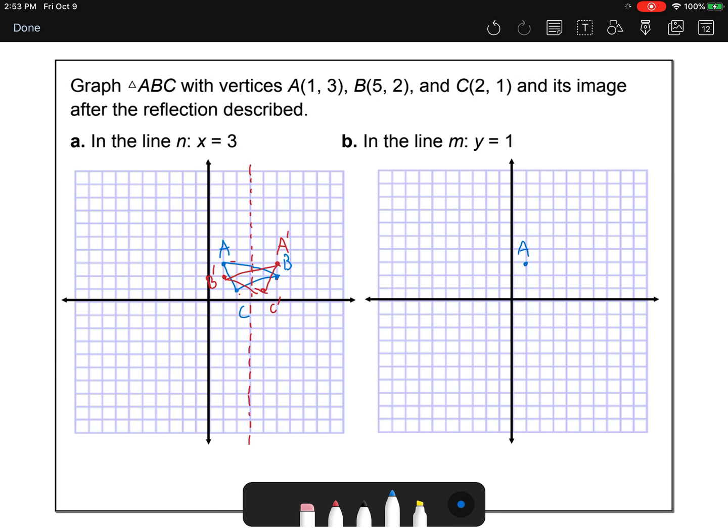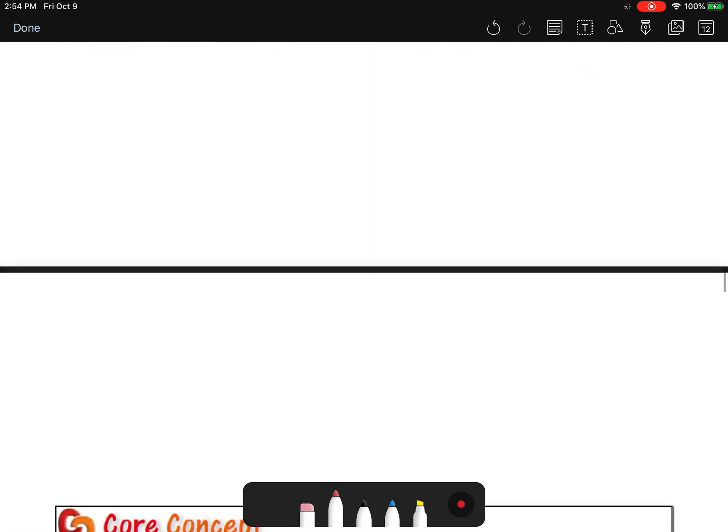Now, if we do the same triangle. There's A. B was 5, 2, 1, 3, 5, 2, 1, 2, 3, 4, 5, 1, 2. There's B. And C is 2, 1. And we're supposed to reflect it at y equals 1. Well, y equals 1 is a horizontal line. If we do that now, C is not going to move because it's right on the reflection line. B becomes B prime here, and A becomes A prime here, and there's the reflection on y equal 1. Pretty cool, isn't it?